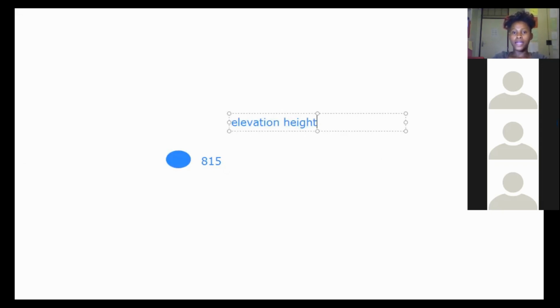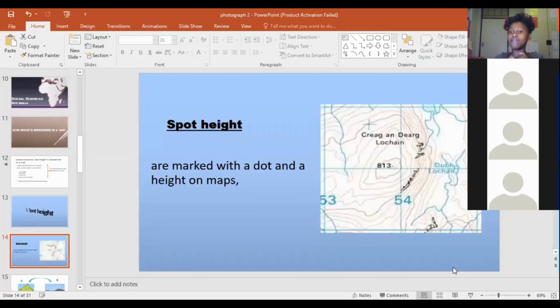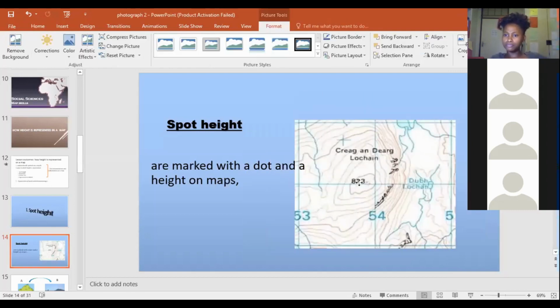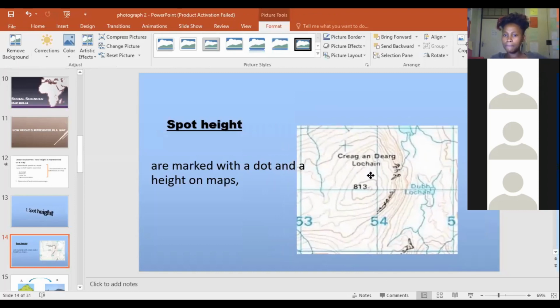Yes, ma'am. So please make sure that when you look at your map, you will also have a dot and your height. Can you please observe the Kraaibosch and Draaikloof locale? Do we see our spot height there? Yes, ma'am. Mr. Sambo, what is our spot height?